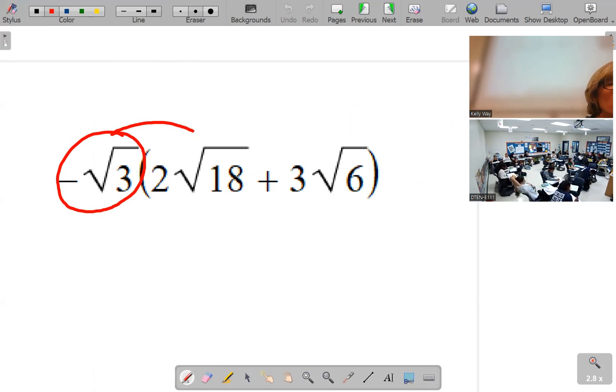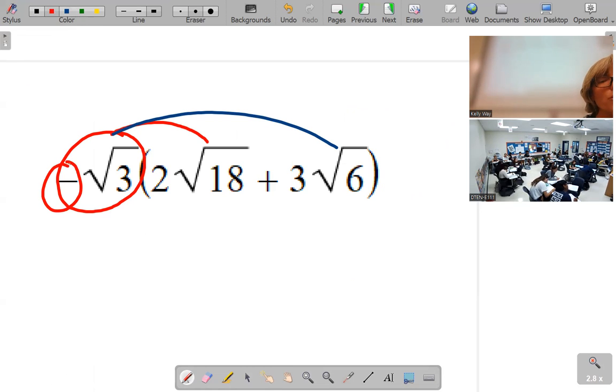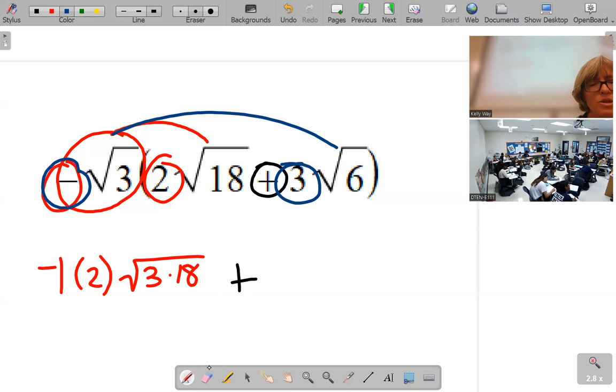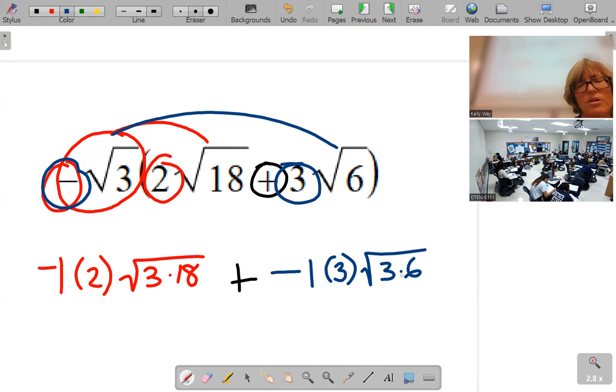Circle, distribute, and distribute. Never do any multiplication in your head. I'm going to show the outies. This is -1 times 2, under the radical sign 3 and 18. Watch your sign. Do the outies. Whoops, that swaps the sign, doesn't it? So we're just going to add a negative sign here. You can take care of that later. 1 times 3 square root 3 times 6.